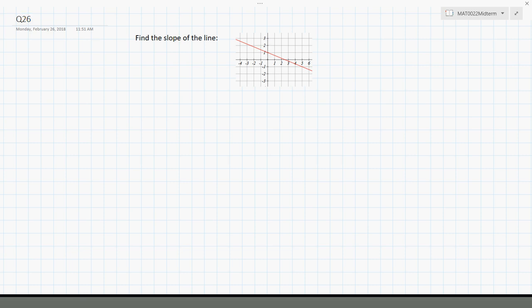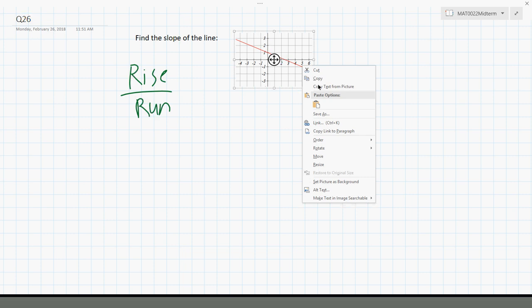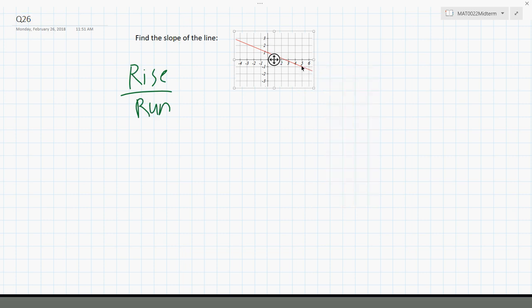So I look at this slope of the line, and I do that whole thing, rise over run, right? I'm going to look at 2 points that are actually on a dot. So this point here is on a dot.